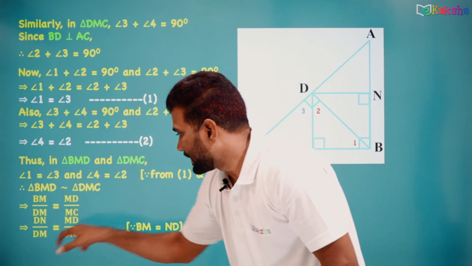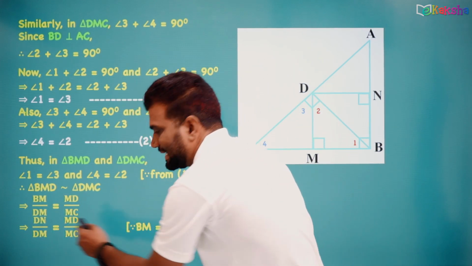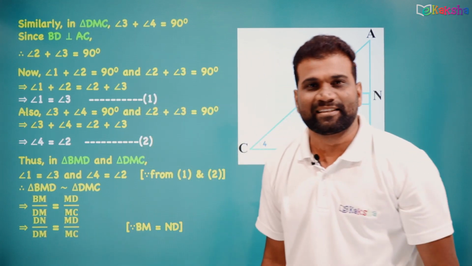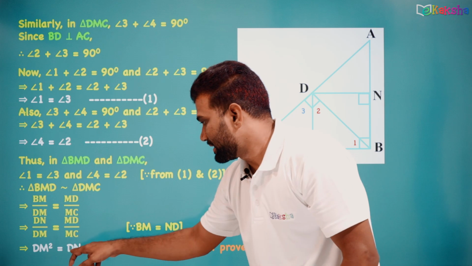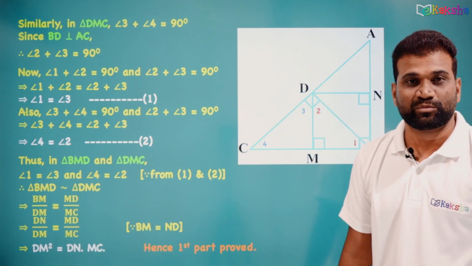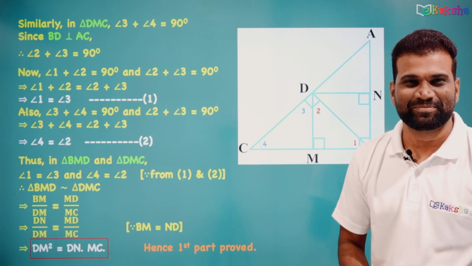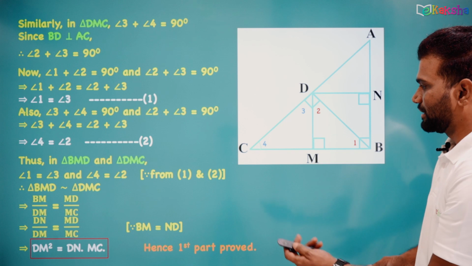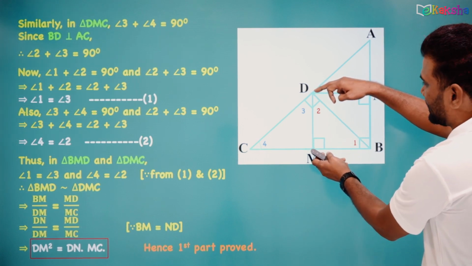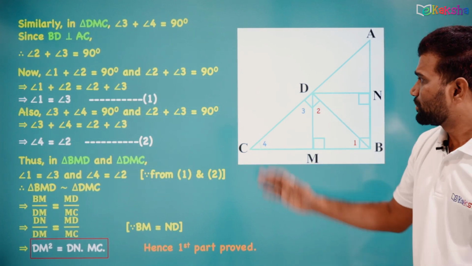On cross multiplying, DM into DM, DM square equals DN into MC, right? So that is what we need to prove: DM square equals DN into MC. This is the first part we needed to prove. So hence first part proved. Clear? Got it or not? So we have got DM square equals DN into MC.